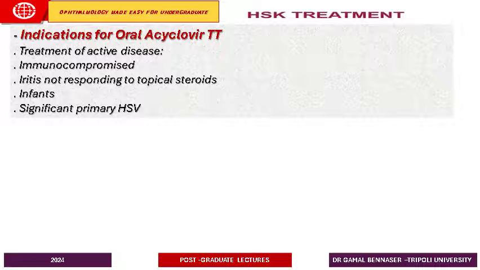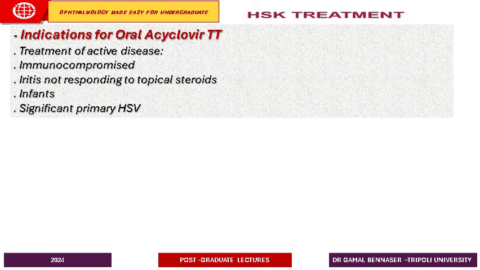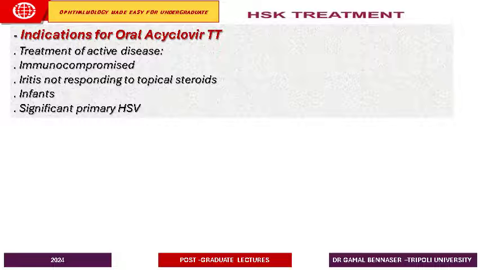Now, if you have an iritis which is not responding to steroids, as you know, the iritis is due to a problem of the autoimmune system and the loss of the surveillance of the immune system, so you treat him with topical steroids, but there is no improvement. So there is some evidence that the use of oral acyclovir may improve the case. Also in infants, because they are immunodeficient, you have to use oral acyclovir, or in significant primary herpes simplex virus infection. So even in severe primary herpes simplex, you should use oral acyclovir.